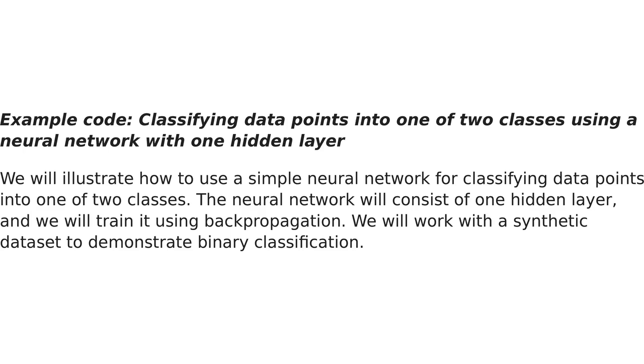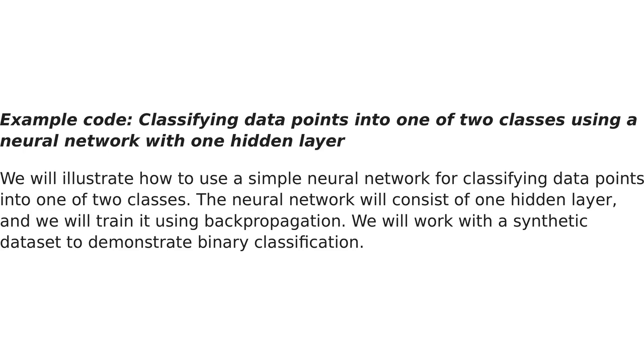Now, let us transition from theory to practice with a hands-on example. We are going to build and train a simple neural network that has one hidden layer. The task for our network will be to classify data points into one of two distinct classes, which is known as binary classification. To keep things clear and understandable, we will work with a synthetic dataset that we create ourselves.